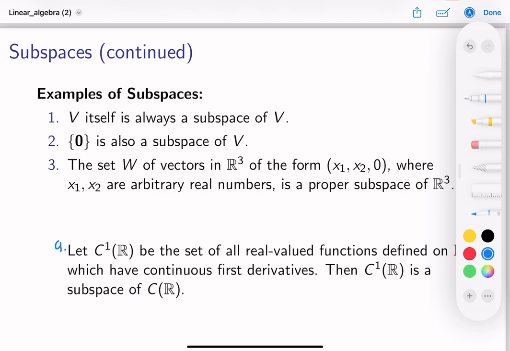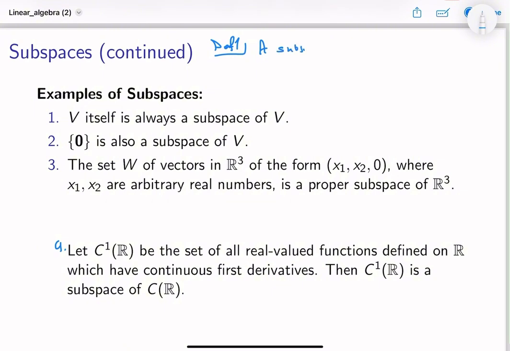Anyways, let me remind you real quick of what the two definitions of subspaces were. Definition 1: a subset S of a vector space V is a subspace. So V is a vector space with two operations. S is called a subspace if, first of all, S is not empty. Second, S, when equipped with the addition and scalar multiplication of V, the same operations, is a vector space.